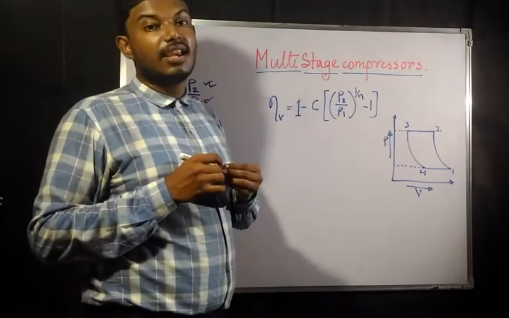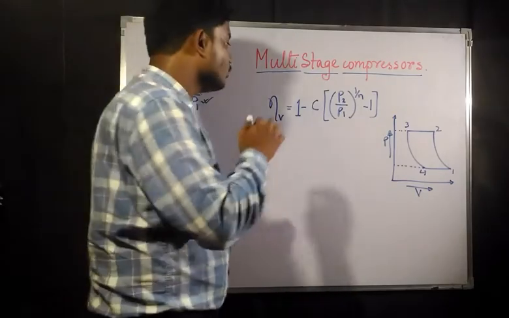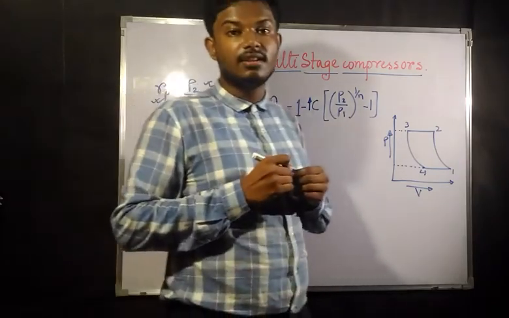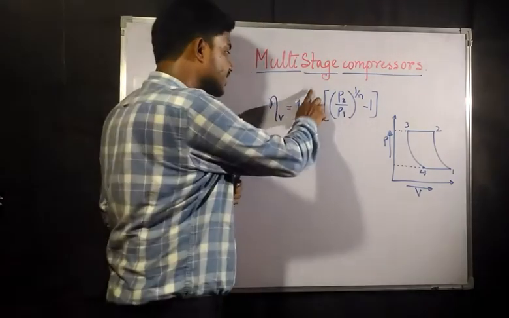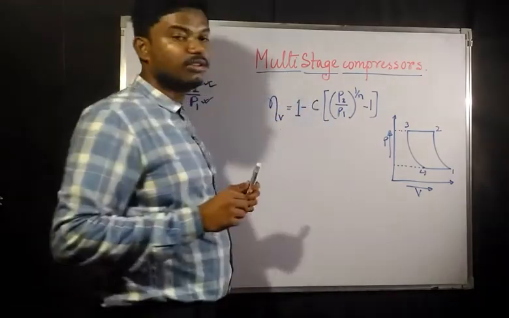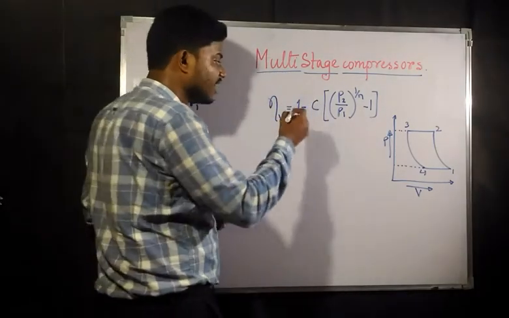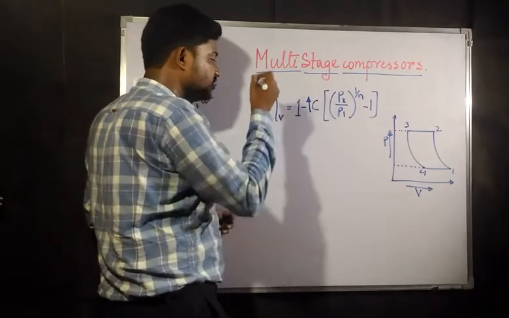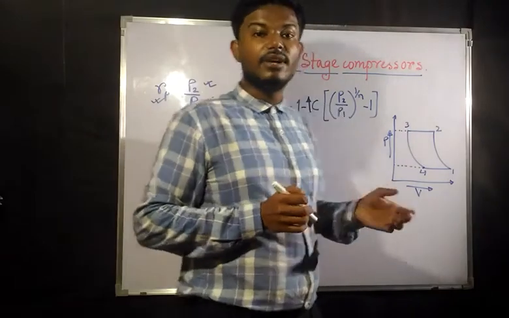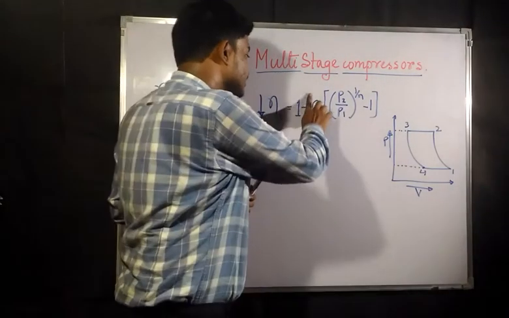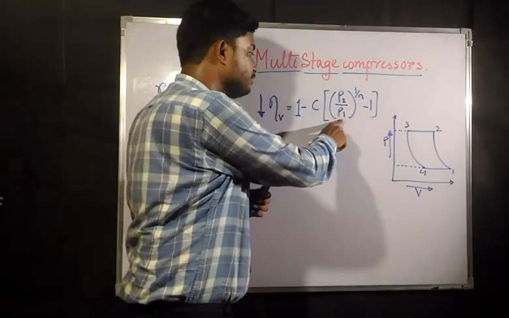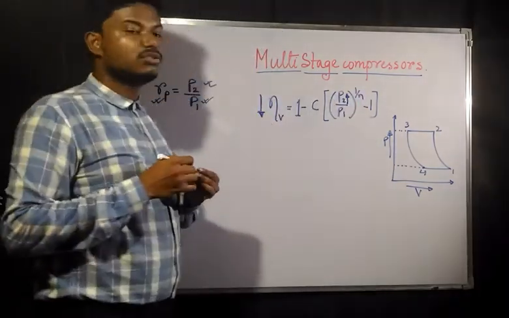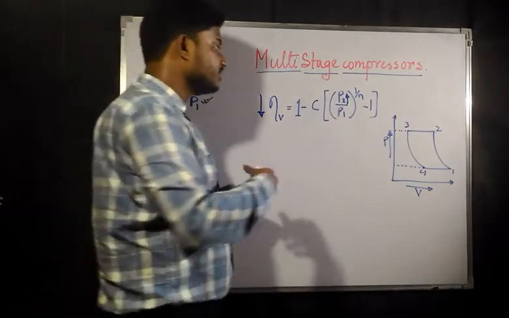In the last class we had seen that C is the clearance ratio. If we increase C, the efficiency decreases. Similarly, we also found that if P1 is fixed and P2 increases, then also the efficiency decreases.